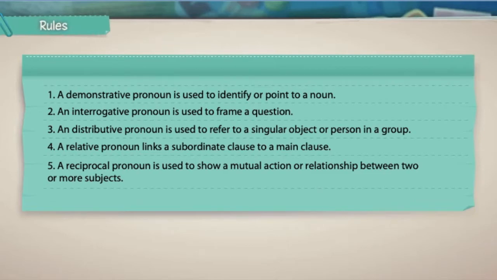A demonstrative pronoun is used to identify or point to a noun. An interrogative pronoun is used to frame a question. A distributive pronoun is used to refer to a singular object or person in a group. A relative pronoun links a subordinate clause to a main clause. A reciprocal pronoun is used to show a mutual relationship.